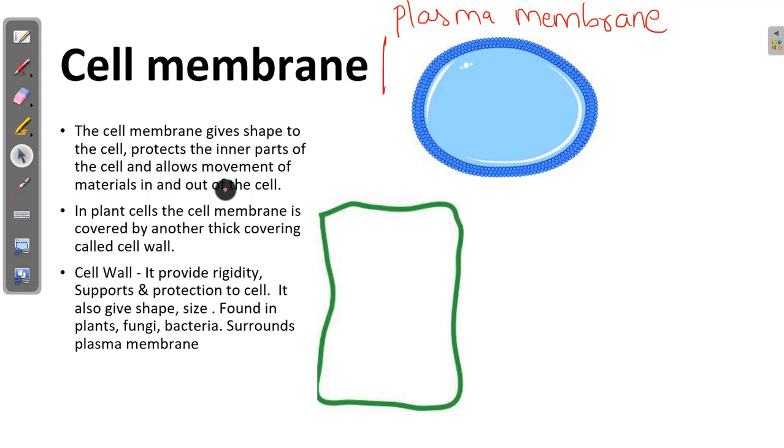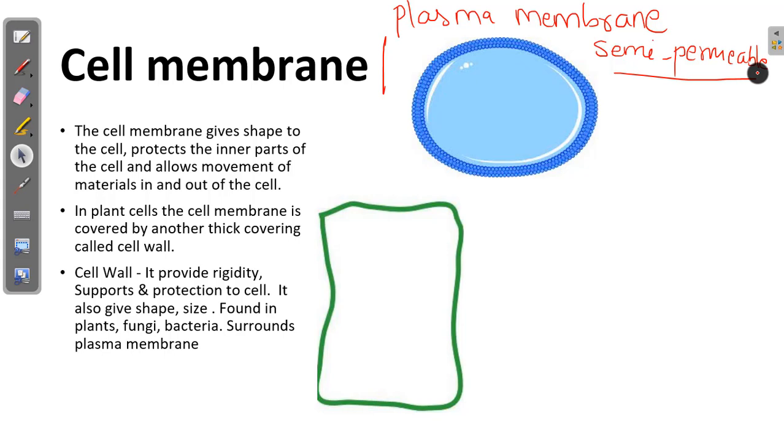So what is the function of it? It gives support, it gives shape, protects the inner part and allows only some movement of the cell in and out, and hence the cell membrane is said to be semi-permeable. Permeable means permission. Semi means it does not allow everyone to move in and out. It allows only some substances to move in and out, and hence it is said to be semi-permeable.